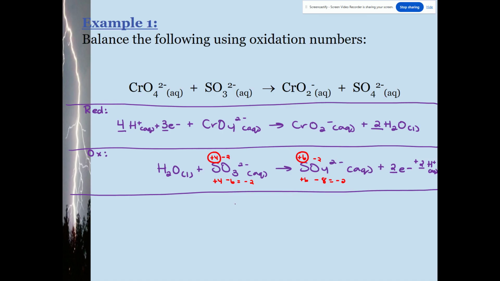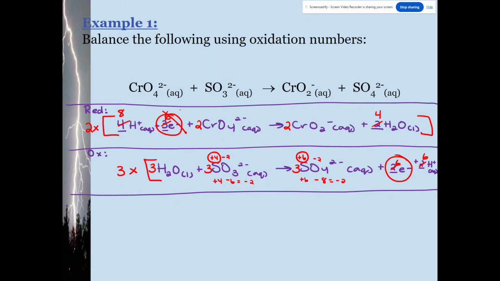Now, to balance these half reactions, I need the electrons to transfer. I have 3 electrons and 2 electrons. The first common thing I can get them to is 6. You always want to pick the lowest common multiple you can get them to, which is 6. So I need to multiply this half reaction by 2 and multiply this half reaction by 3. Okay? So this will become 8. This will become 6. This will become 2. This will become 2. This will become 4. This one will become 3, 3, 3, 6, and 6.